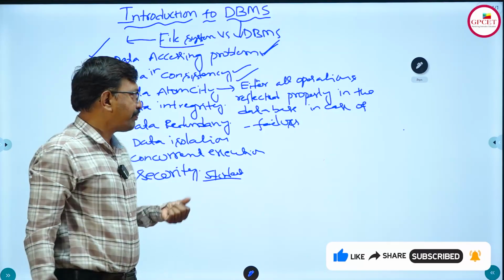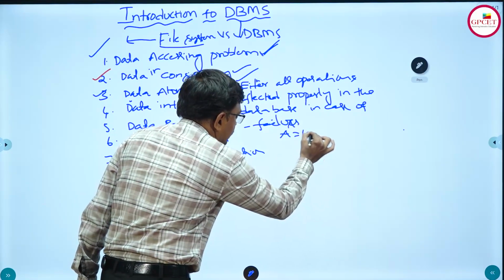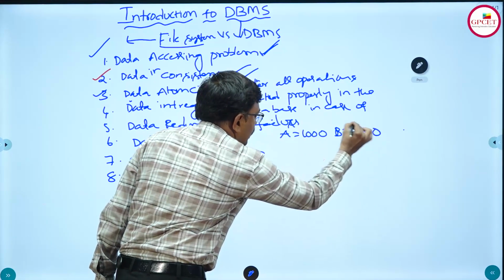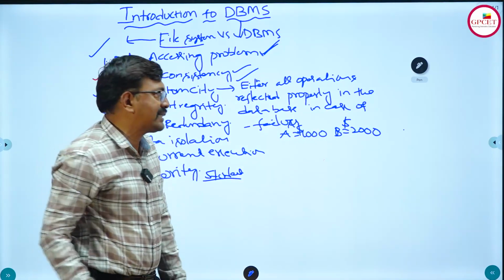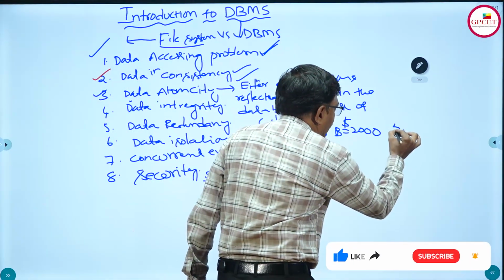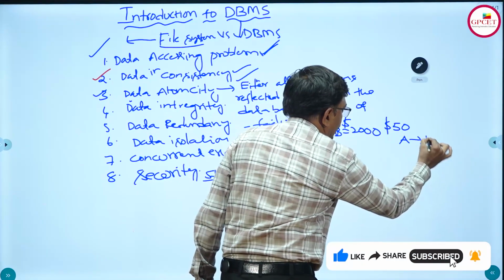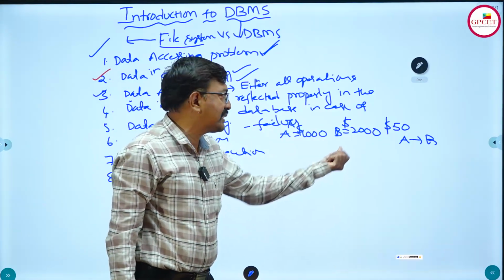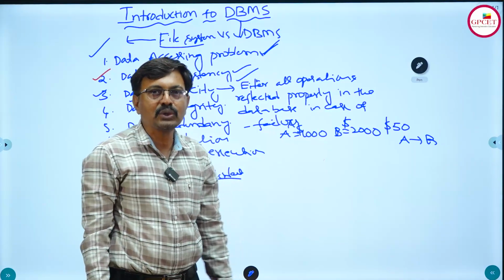We will see an example. Account A has $1,000, account B has $2,000, and $50 is transferred from account A to account B. That is a simple example.